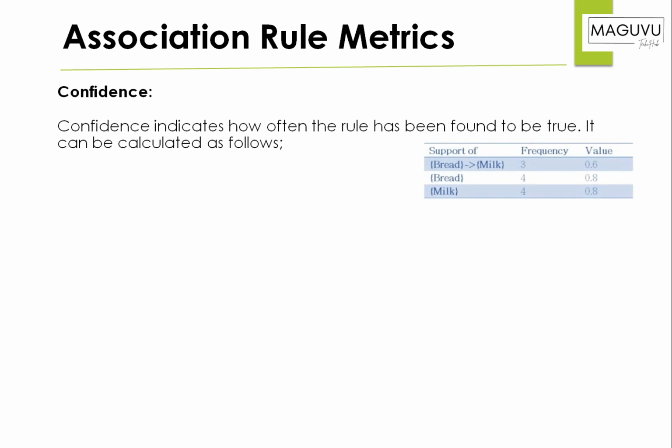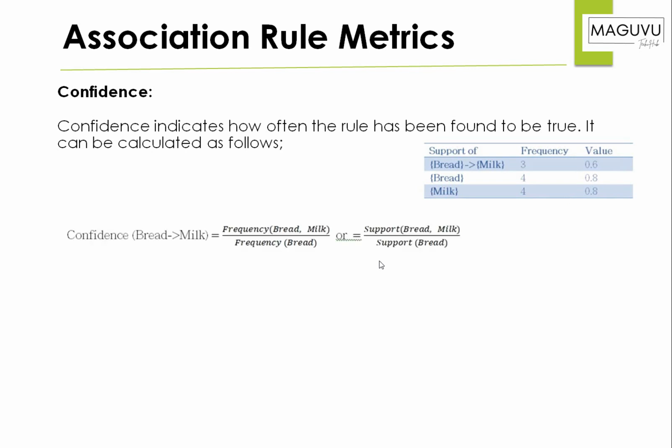Let's then also look at confidence. What do we mean by confidence? Confidence indicates how often the rule has been found to be true. It can be calculated as follows, given the results that we have from the previous slide. That is the summary of the result, where we were looking at the support of bread to milk, and we see that its frequency is 3 and its support was 0.6. The bread, its frequency in that whole data set was 4, and its support value there was 0.8. The same was for milk.